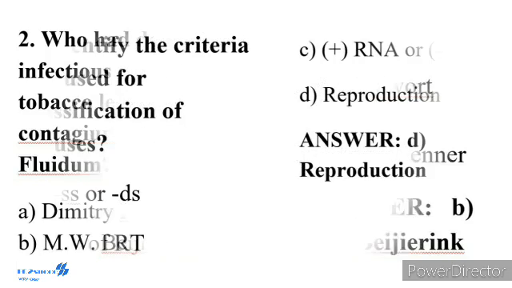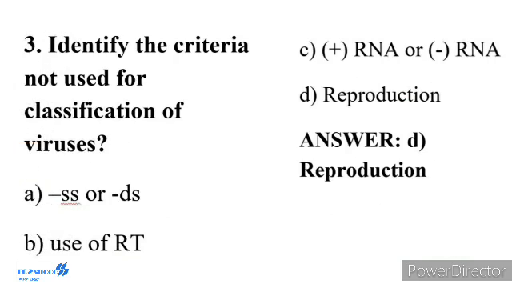Question number 3. Identify the criteria not used for classification of viruses. Option A, single stranded or double stranded. Option B, use of RT, reverse transcriptase. Option C, sense RNA or antisense RNA. Option D, reproduction. So the correct answer, option D, reproduction.